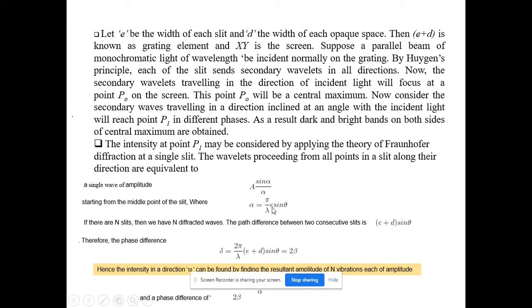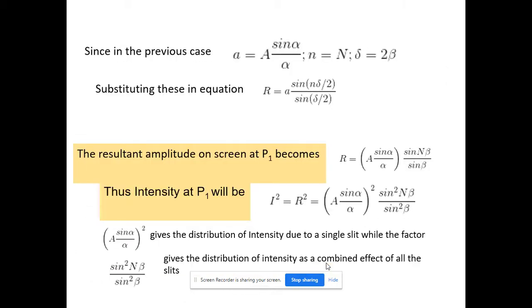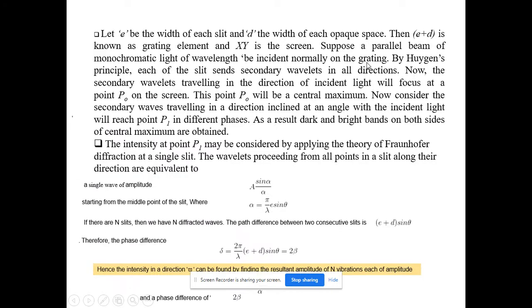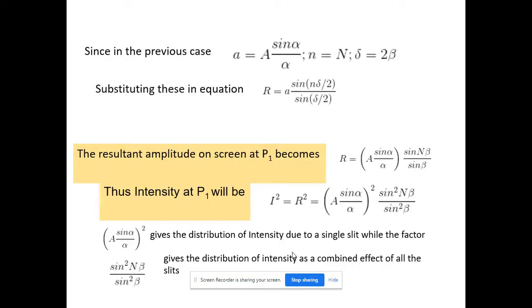So similar to the previous derivation, we can directly write the phase difference as 2 pi by lambda into e plus d sine theta. Hence, the intensity in a direction can be found by finding the resultant amplitude of N vibrations. This is the difference: previously there was only one slit, but now there are a total of N slits. In the previous case, small a equals A sine alpha by alpha. Now small n is equal to capital N, and delta, which is 2 pi by lambda into e plus d sine theta, we have taken as 2 beta.